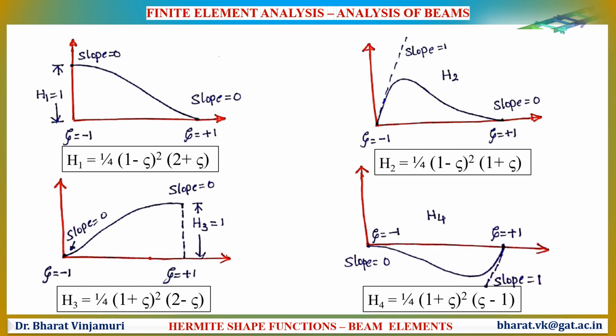This derivation is very important, and the Hermite shape functions always vary from 1 to 0 depending on the type of node. The four shape functions which we will be using for beam elements, h1, h2, h3 and h4, are called Hermite shape functions. These shape functions are used to interpolate the values, the solutions, between the elements.